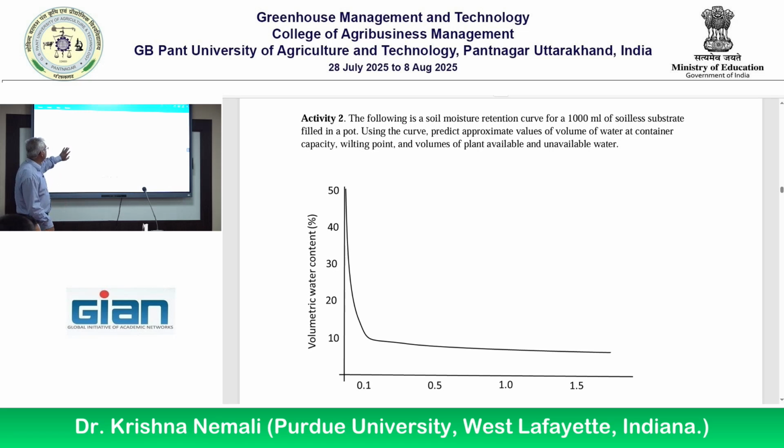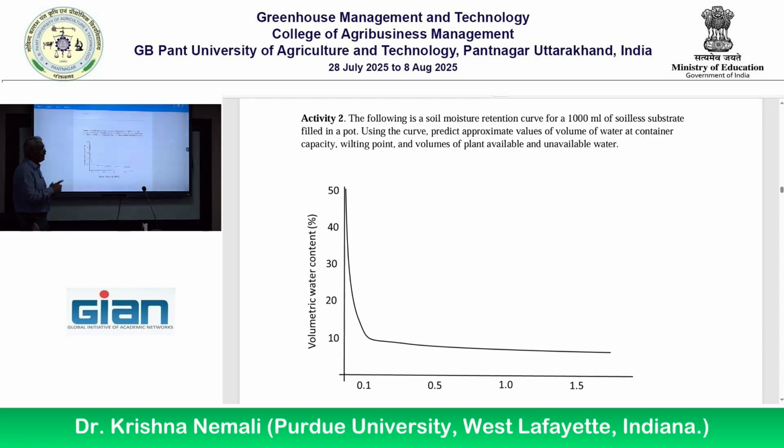Read the question. The following is a soil moisture retention curve for 1000 milliliters of soilless substrate filled in a pot. Using the curve, predict the approximate values of volume of water at container capacity, wilting point, and volumes of plant available and unavailable water. Now there are 4 things here.